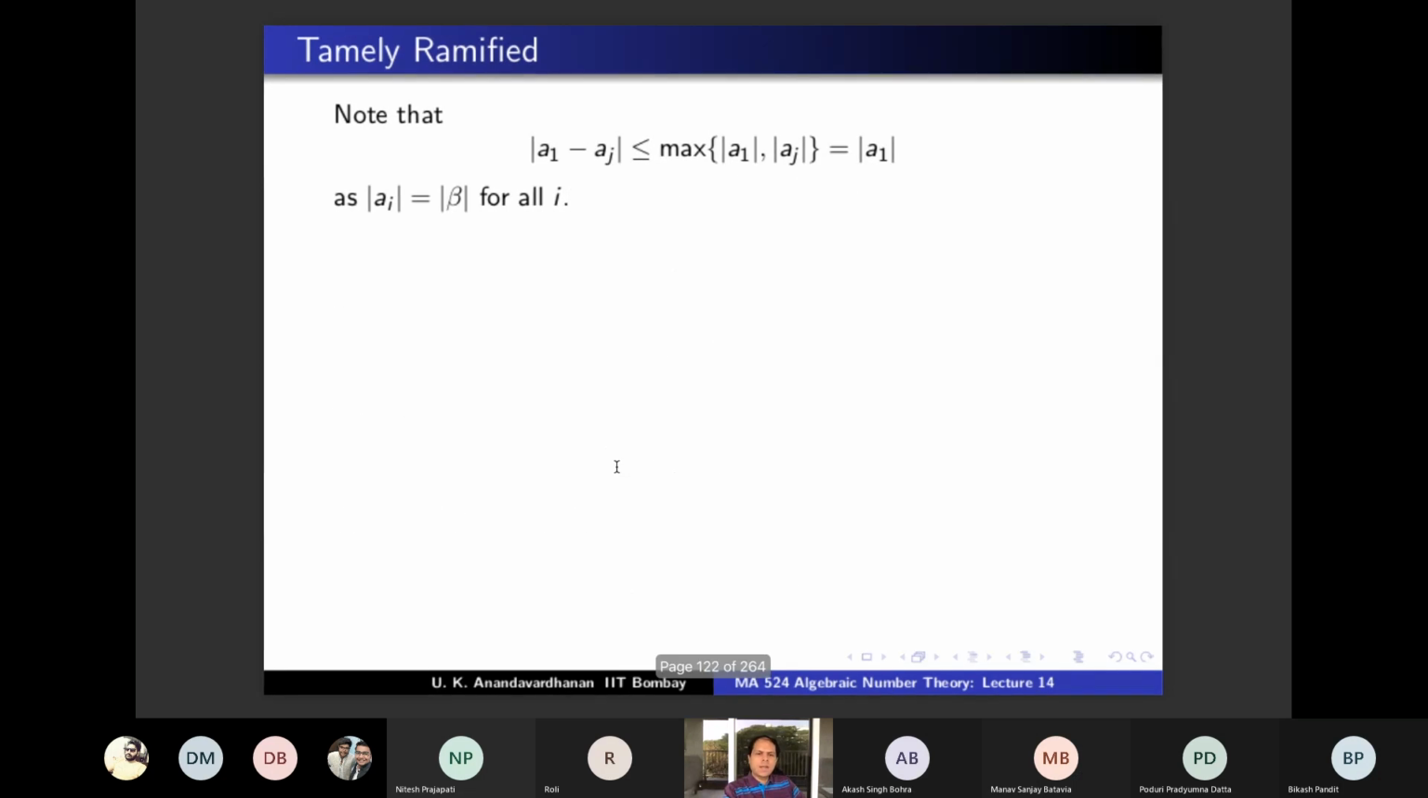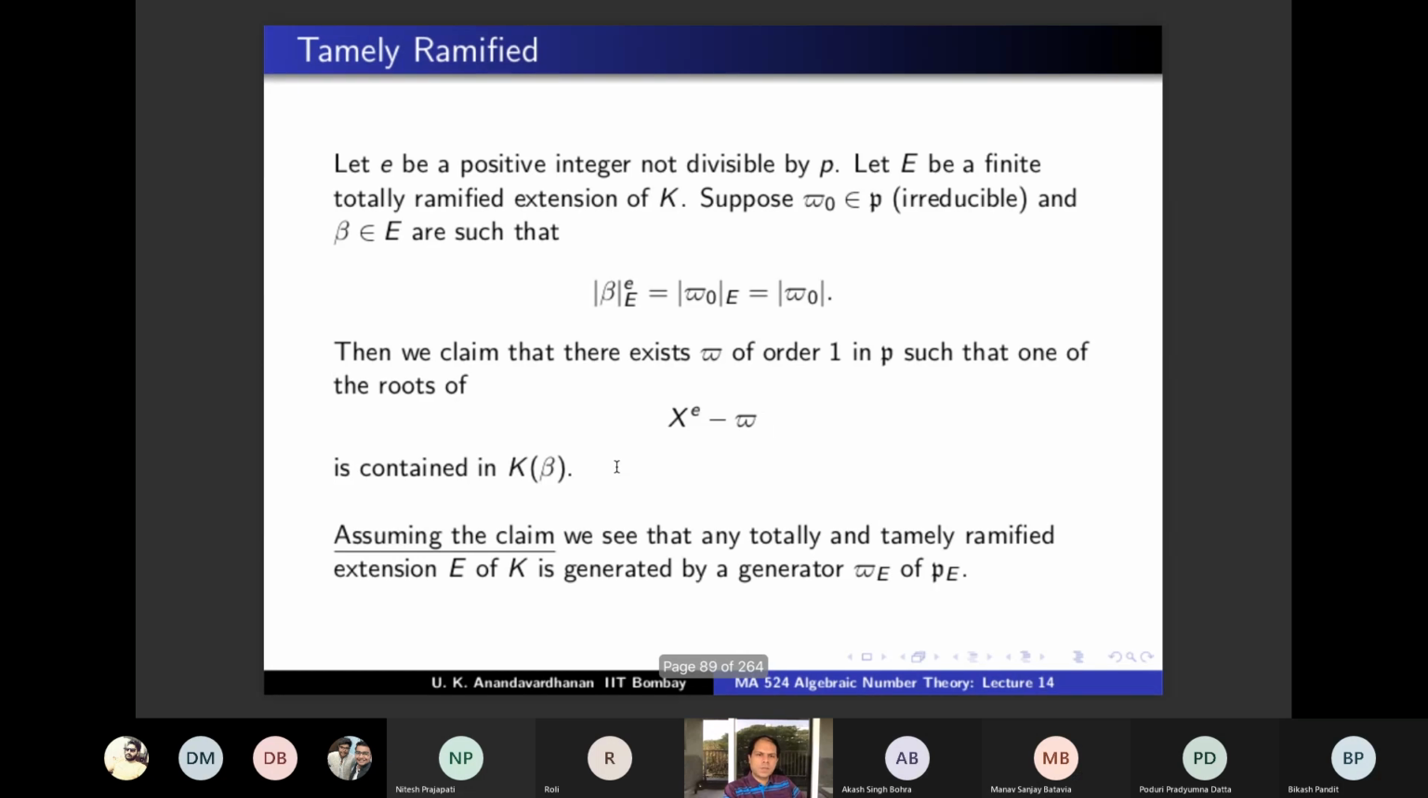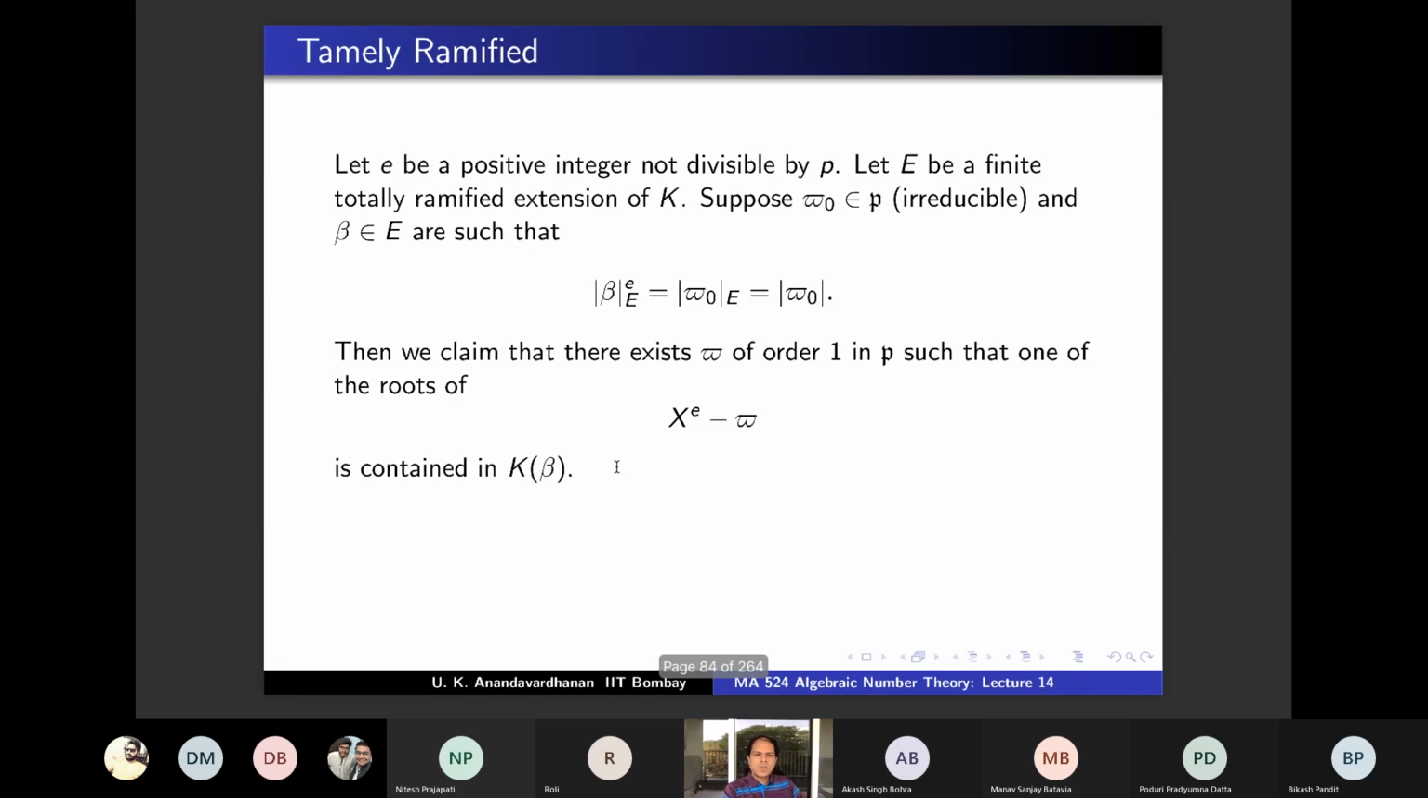The claim is that at least one root is contained in K beta. So the proof is Krasner's lemma after doing some preliminary steps. So we claim that there exists a pi of order 1 such that at least one root of this polynomial is contained in K beta, and the proof is Krasner's lemma. So what we are doing is finding one root which satisfies the hypothesis of Krasner's lemma, and therefore by Krasner that root is contained in K beta.